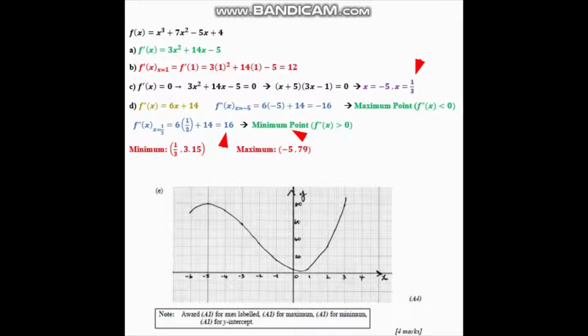Finally, you just need to get the y coordinates by simply plugging the 1/3 into this equation, or using your GDC to just find the y values at these points. So there are two different ways in order to find the maximum and the minimum.